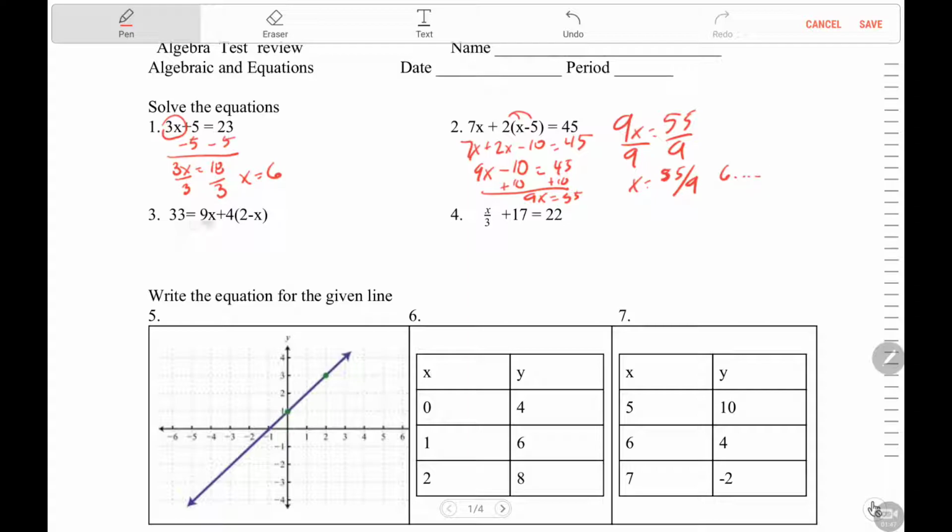All right, so number 3, again, distribute. Bring down 33. 33 equals 9x. 4 times 2 is 8. 4 times negative x is negative 4x. Write this a little bit better.